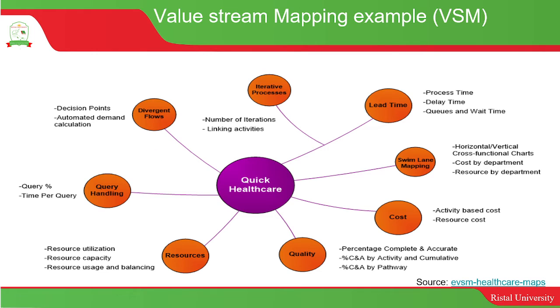And then divergent flows. This one is a point of decision making. We have convergent and divergent decisions. So it also measures and automates the demand calculations. What do we need? What does the system need, for example, for it to be able to function correctly? And then we look at the iterative process.